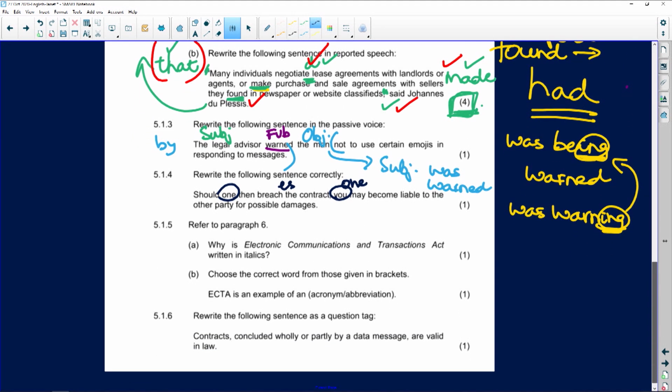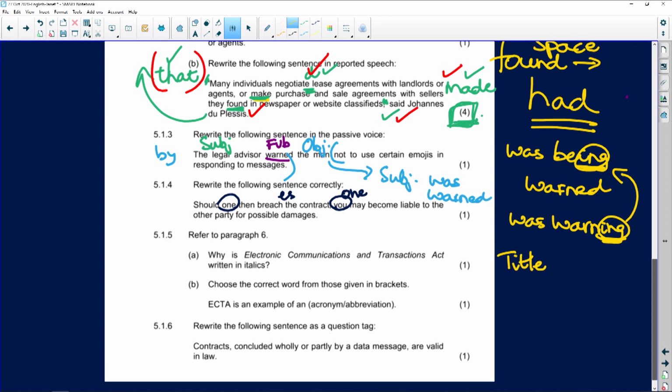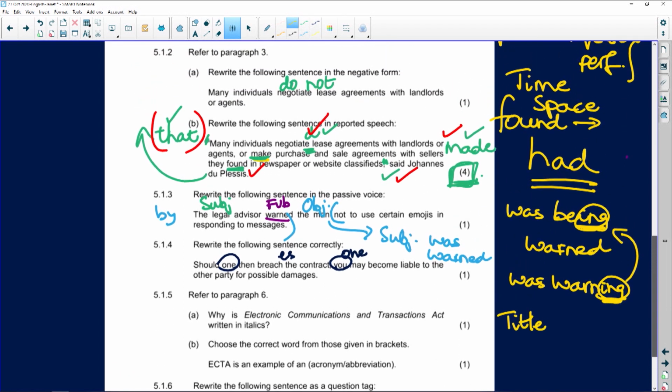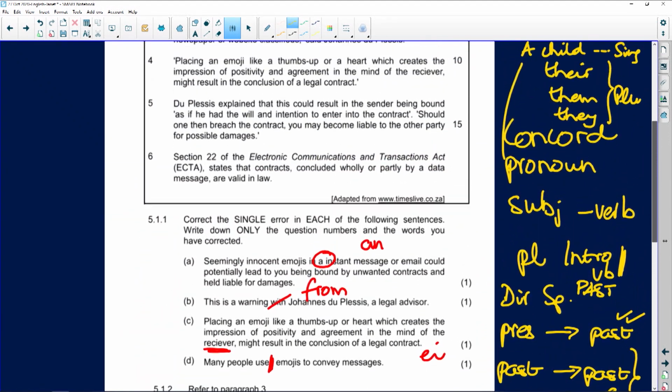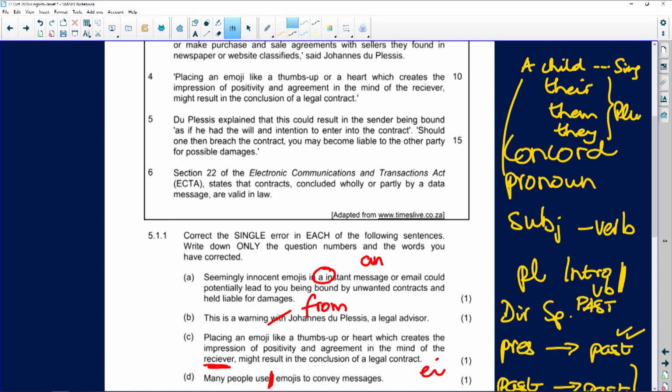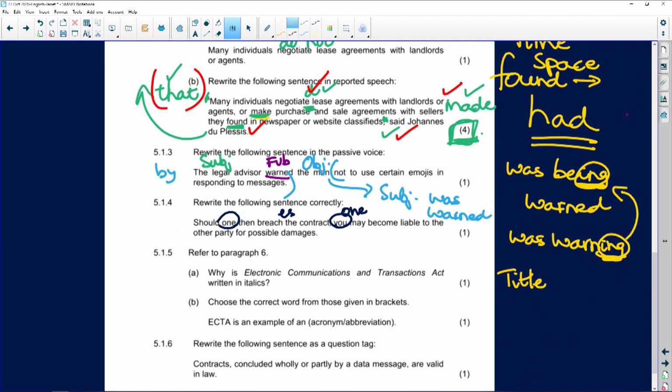Right, now we come to font. Why is it in italics? Well, what do we guess? When do we use italics? The most obvious is for a title. So we go back, let's go and have a look at what Electronic Communications and Transactions Act. Let's just go and see. Section 22 of the Electronic Communications and Transaction Act states that. So it's the title of the act. It is the name of the act.